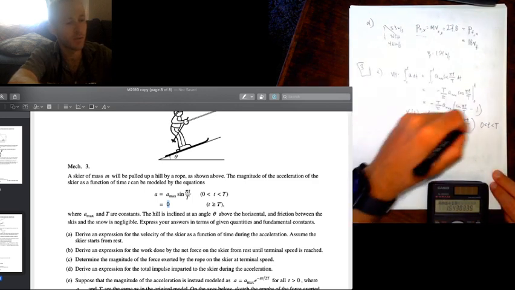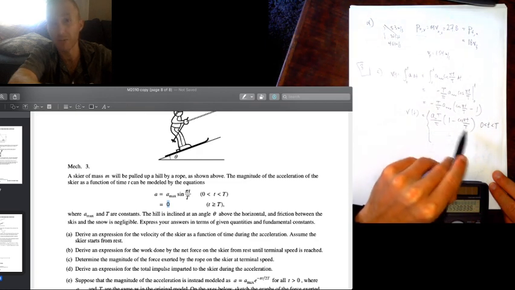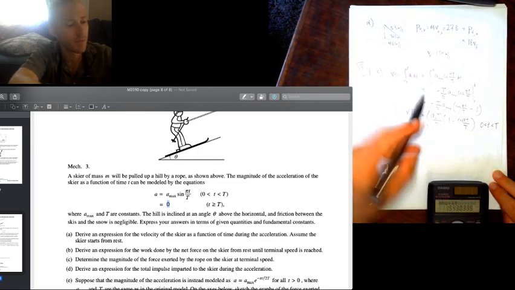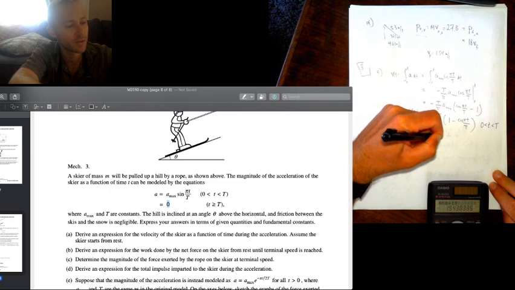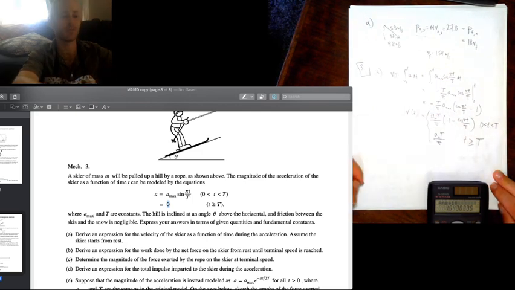And so if I plug in little t equal to big T, this term becomes cosine of pi, which is 0, and we get a max speed of a_max T over pi. So it's a piecewise expression.